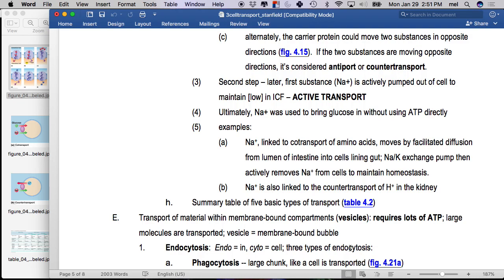move sodium, right? So this was a leak channel. This was a pump. And then we just saw a carrier protein for facilitated diffusion. Are they all the same thing? No, they're 3 different ways of moving sodium.